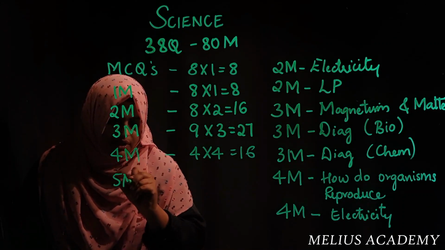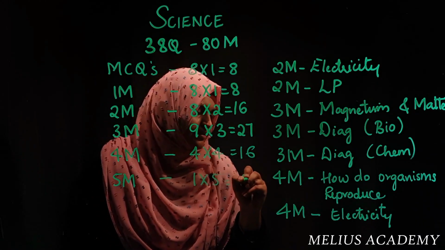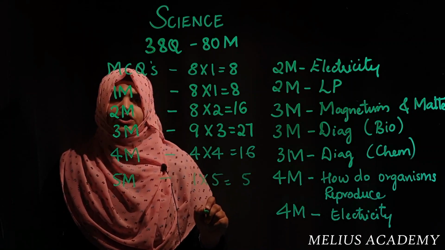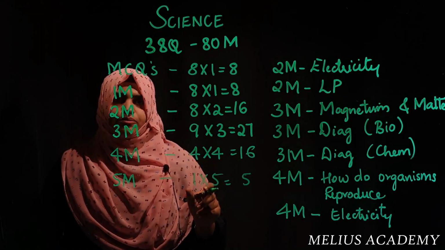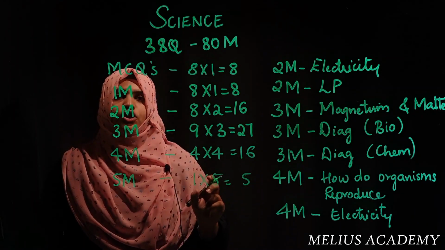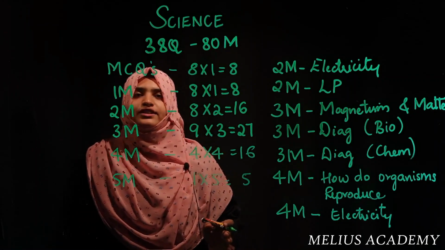Now coming to the last part, that is the 5 marker. 1 question will be asked. I'm sure that you guys are all familiar with this question. So please read the question properly, elaborate it and answer it. You will for sure get 2 marks out of 5. So this is the blueprint for the science.